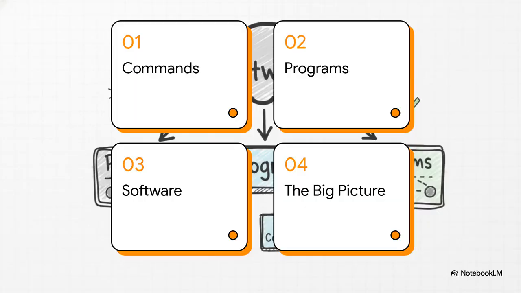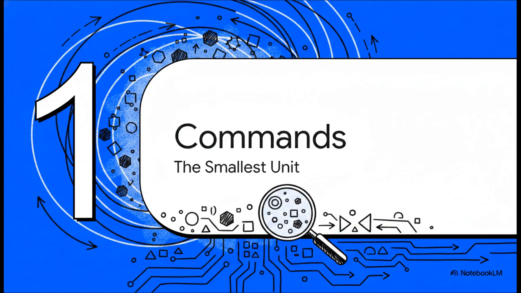To unpack all of this, we're going to take a bottom-up approach today. First, we'll look at commands, the smallest unit. Then, programs, which solve specific tasks. Next, we'll scale up to software for integrated problem solving. And finally, we'll pull back to see the big picture. All right, let's jump right into part 1, commands, the smallest unit.